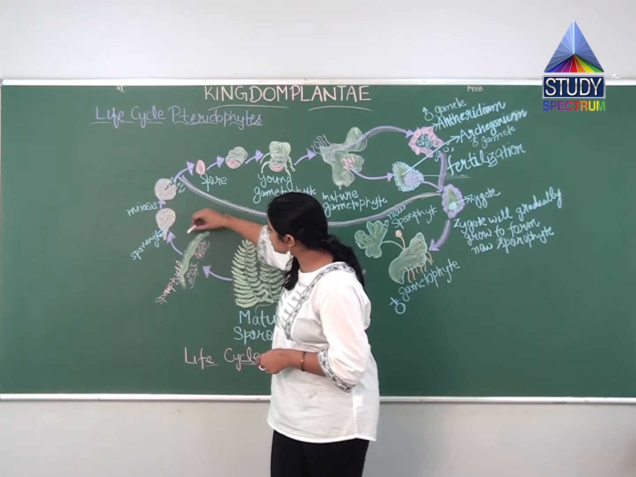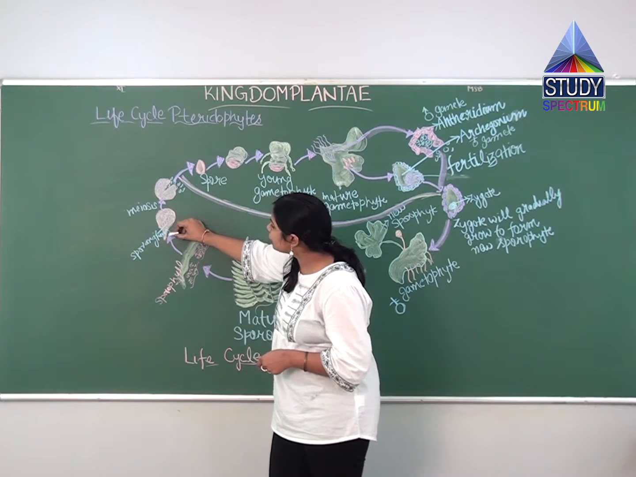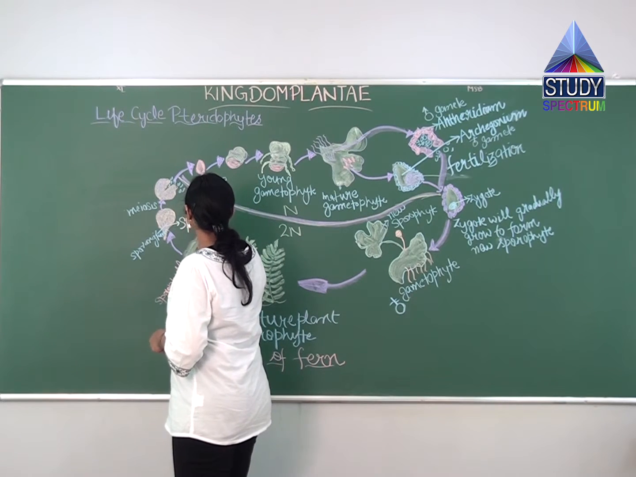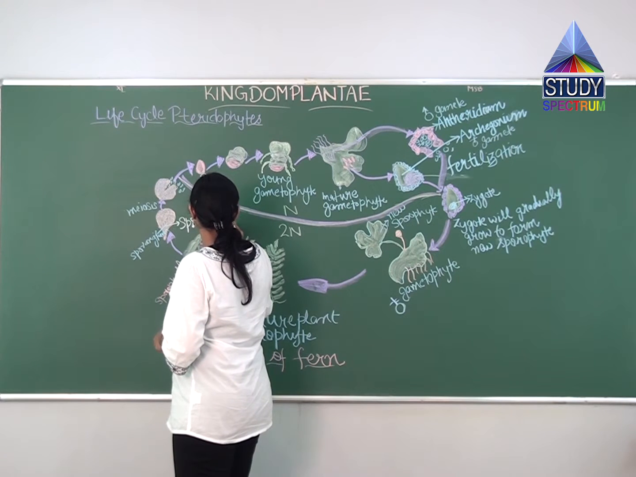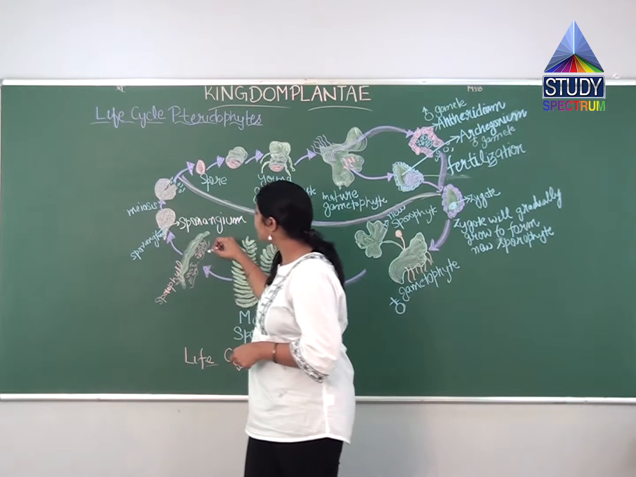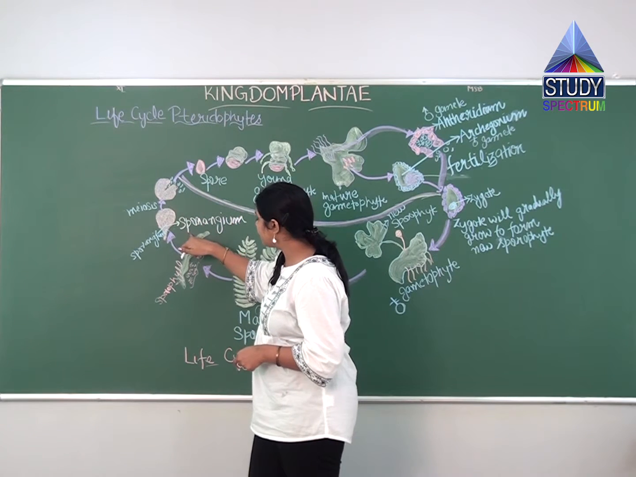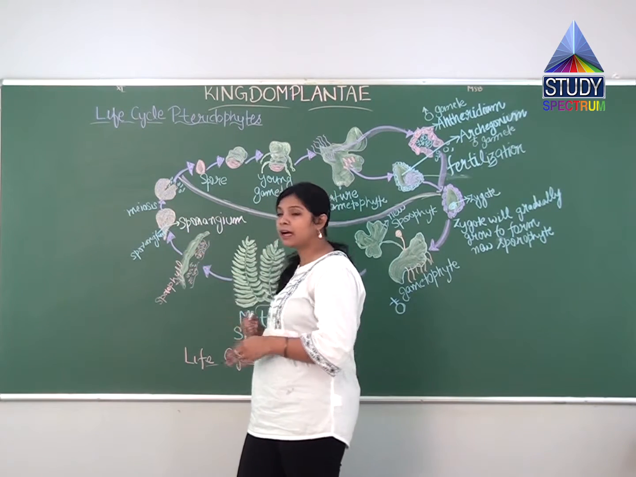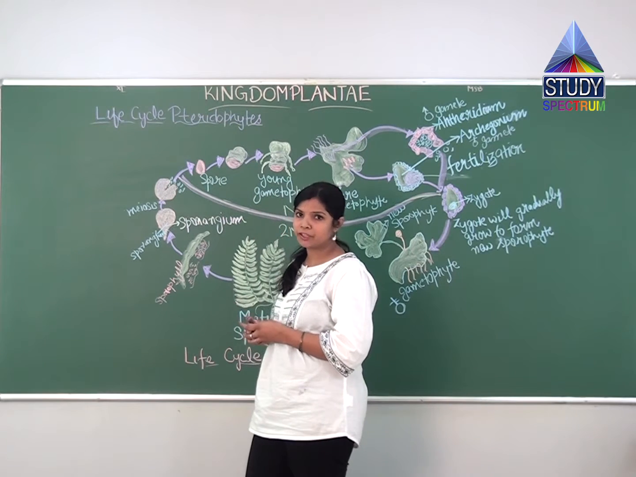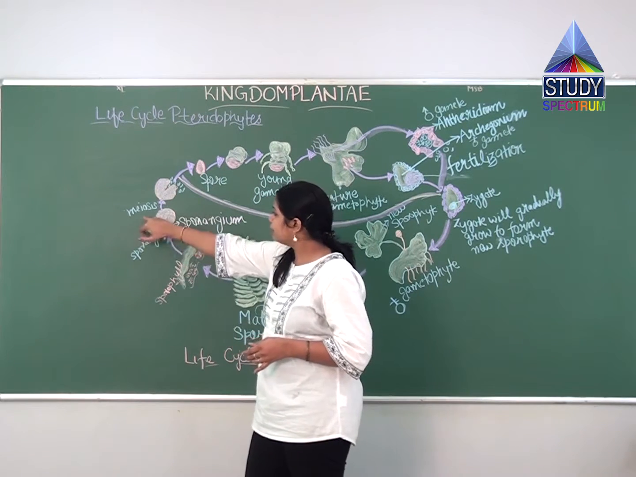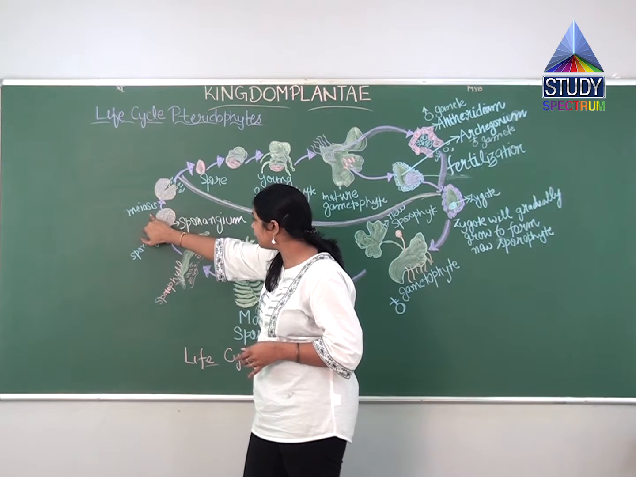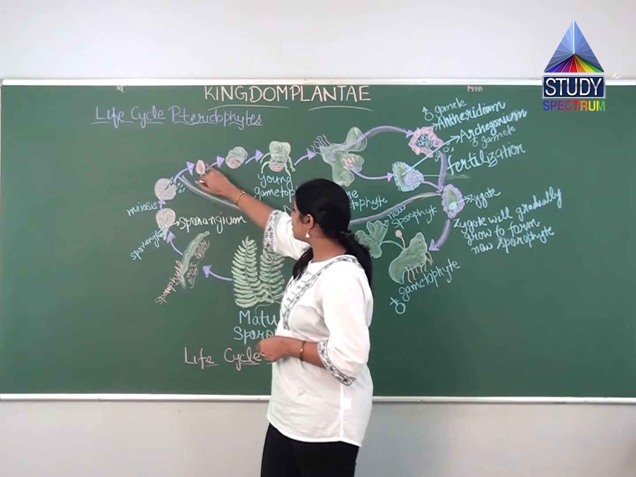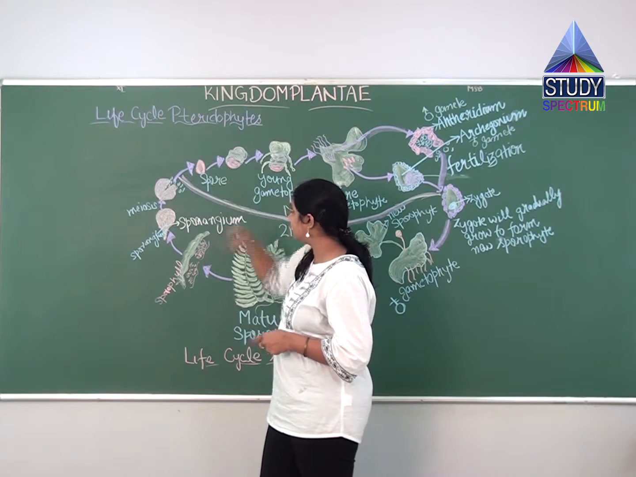Now if you see the enlarged view of the sporangium, it will be something like this. This is the sporangium. Now what would happen? In this sporangium, meiosis will occur. What is the meaning of meiosis? It is a reduction division where the chromosome number changes into single. So the reduction division will take place and the sporangium will release the spores.